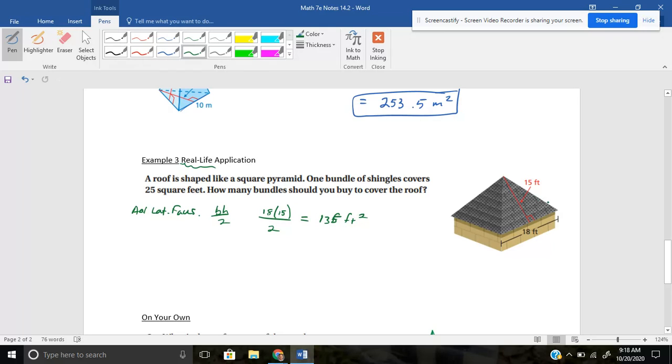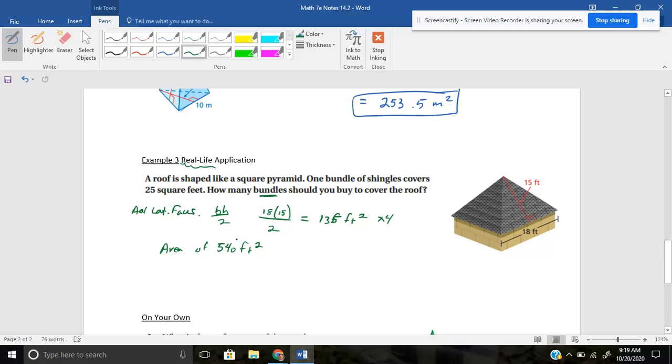Realize now this house or this garage or whatever it is has 4 different faces on the roof. So I need to multiply that by 4. And when I do that, I would get a total area of 540 feet squared. That's how much area I need to cover when I shingle this house or this shed, whatever it is. Now it says one bundle of shingles covers 25 square feet. Okay, how many bundles do I need to buy?